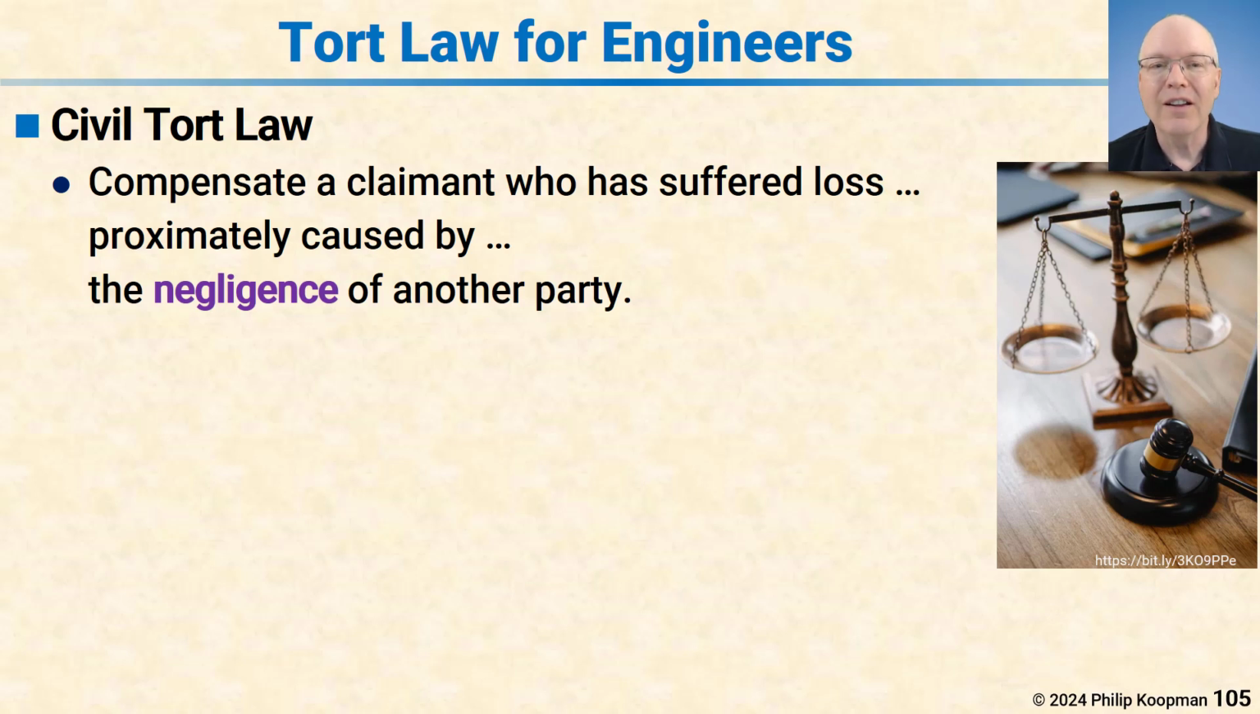Civil tort law is when you compensate a claimant who has suffered a loss. So you have to have suffered a loss. You can't sue under tort law just because something might be defective. You have to have been harmed by something proximately caused by the negligence of another party.